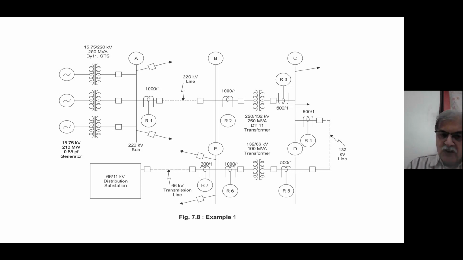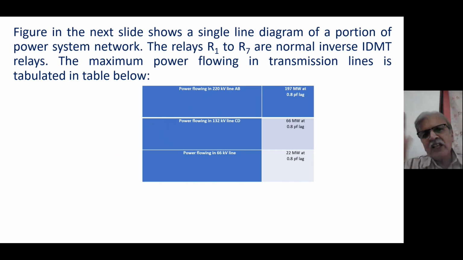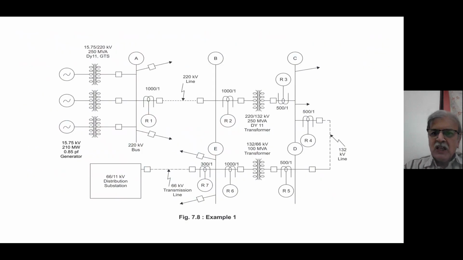So for this, what is the data given? You can see the data given: the first line, the 220 kV line, is taking 197 megawatt. That is given to me at 0.8 PF. Another line, the 132 kV line, 66 megawatt, and the third line, the 66 kV line, is taking 22.